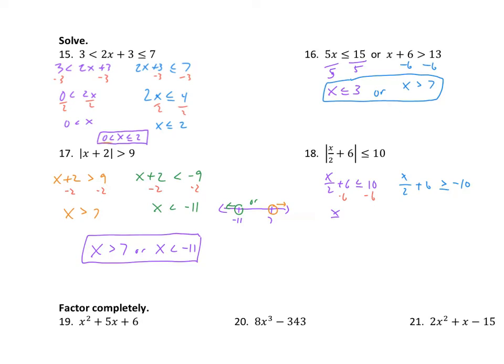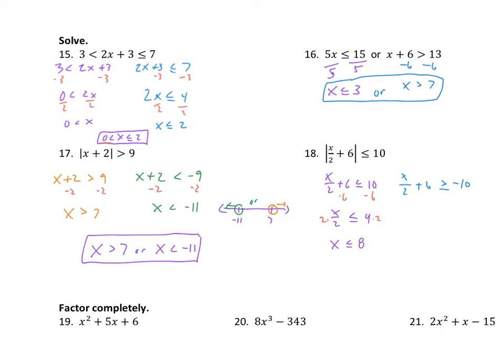Say x over 2 equals, or not equals, it's a really common mistake. It's less than or equal to 4. And multiply both sides by 2. So that means x is less than or equal to 8.